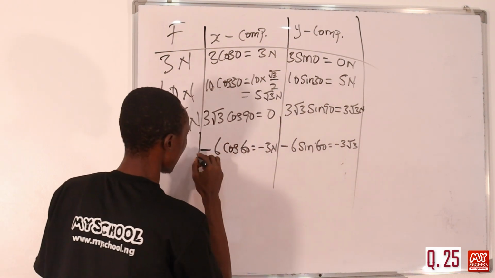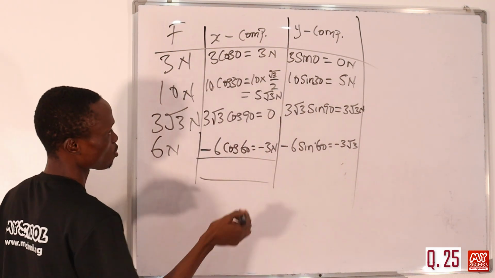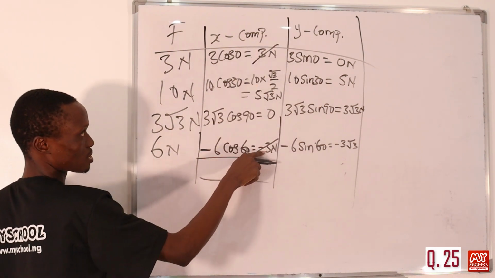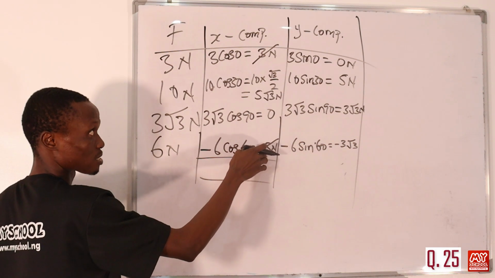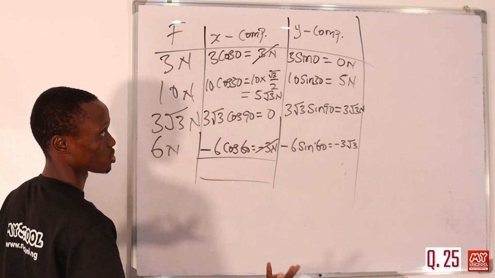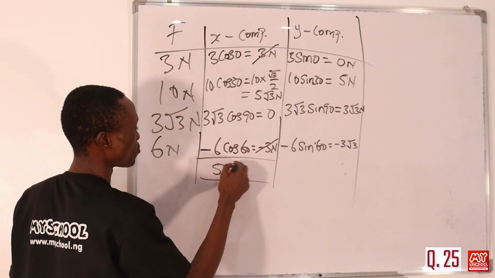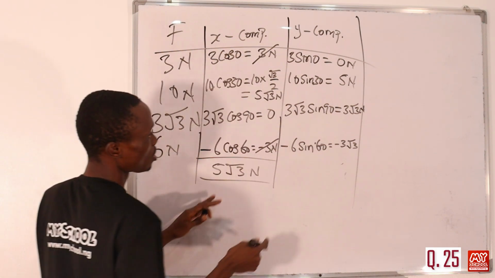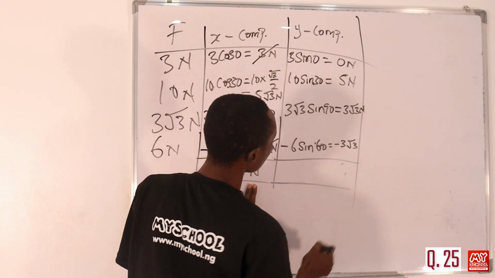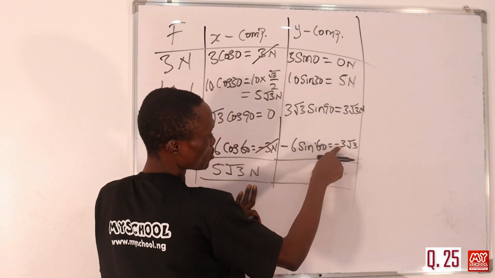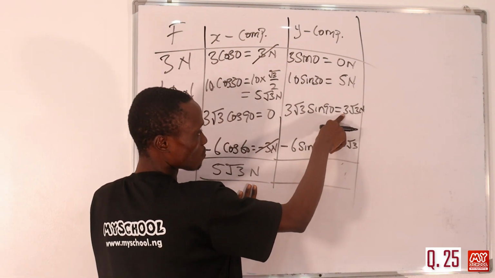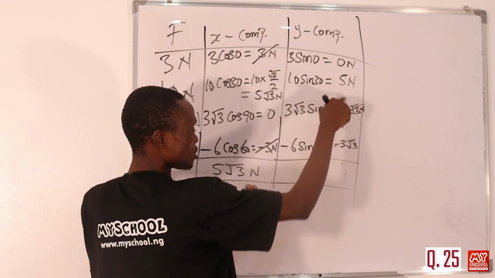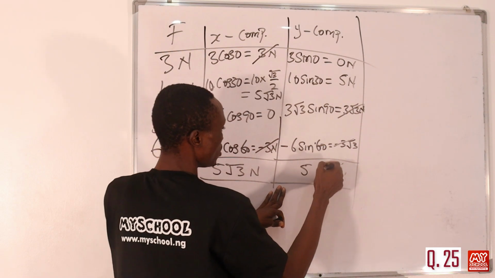Okay, so let's add. If we sum up everything, you'll find out that this is going to cancel out this, because this is positive and this is negative. So if we add them together, since the two values are the same, that will be equal to 0. So we have 5 root 3 Newton left as the total for the x component, while for the y component, we have minus 3 root 3 here, and here we also have 3 root 3. So if we add them together, they will cancel, so that the total here is now equal to 5 Newton.